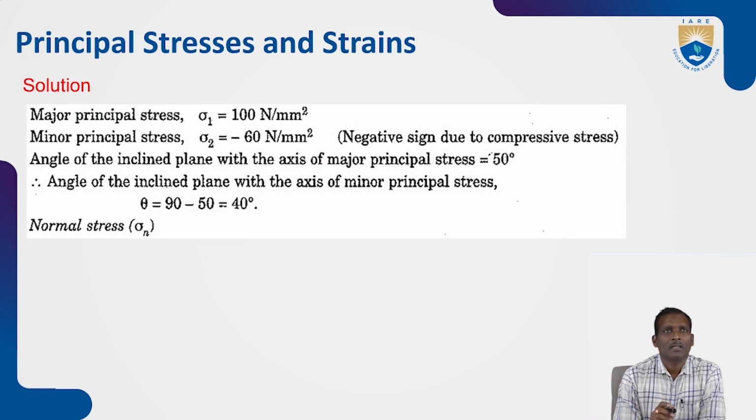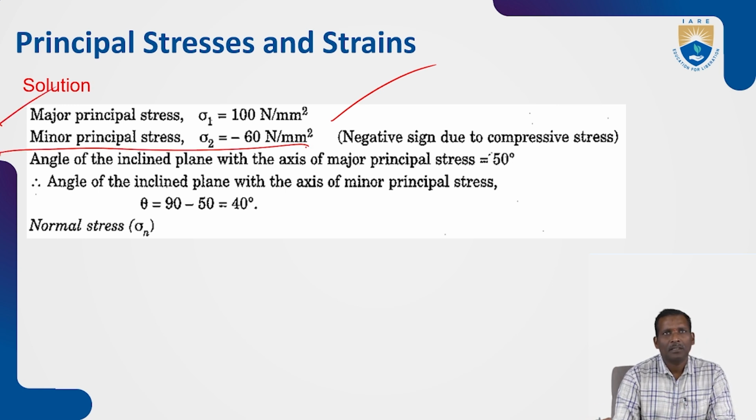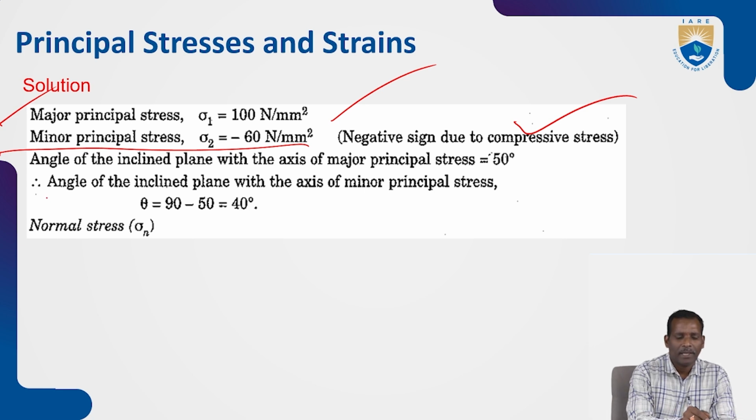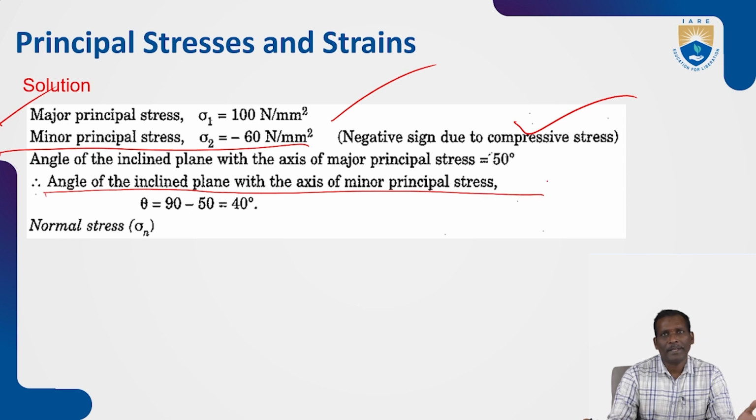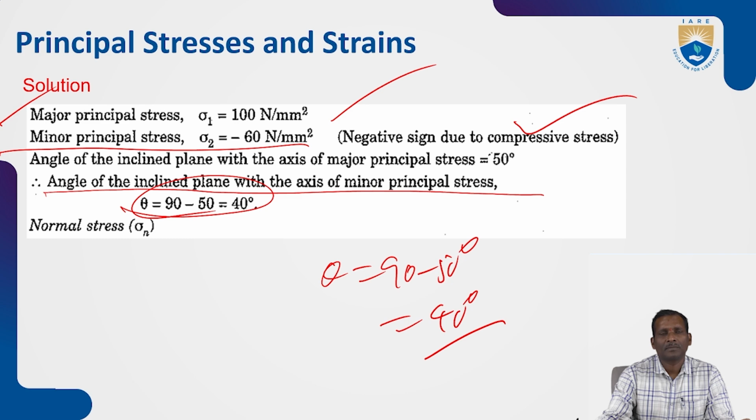So see, in this the major principal stress given data is 100 Newton per mm square, and minor principal stress sigma 2 is minus 60, negative sign due to compressive stress. So the angle of the inclined plane with the axis of major principal stress is 50 degrees. Now you can calculate the angle of inclined plane with the axis of minor principal stress. So that is 90 minus 50, 40 degrees. Clear?